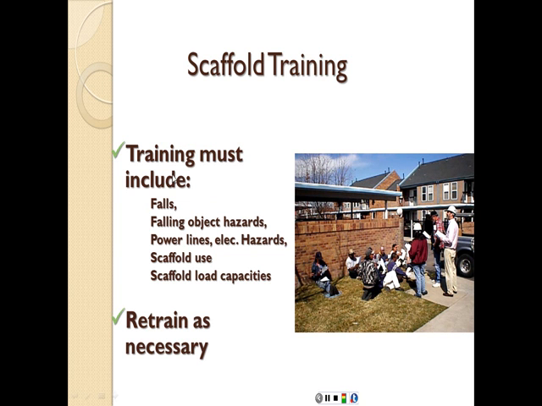So the training must include falls, fall protection, falling object hazards, especially for those who are going to be working on the lower level, power lines and electrocution hazards, the proper scaffold use and what are the proper scaffold load capacities, and you're going to retrain as necessary. If you have introduced a new type of scaffolds, for example, you need to retrain your employees. If you have added new employees, you have to train these new employees.